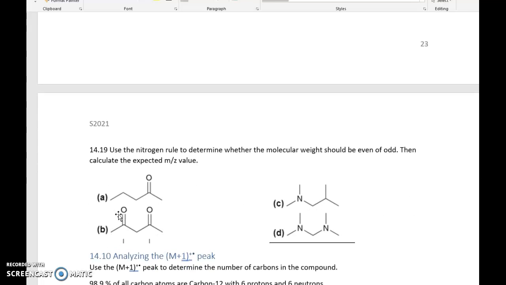So here we can use the nitrogen rule to determine whether the molecular weight should be even or odd. Here it will be even because there are no nitrogens. Here it is also even because there are no nitrogens. Here it will be odd because there is a nitrogen. Here it will be even because there are 2 nitrogens. And you can actually take the time and figure out the molecular weight of each of these compounds, and you'll find that this will work.